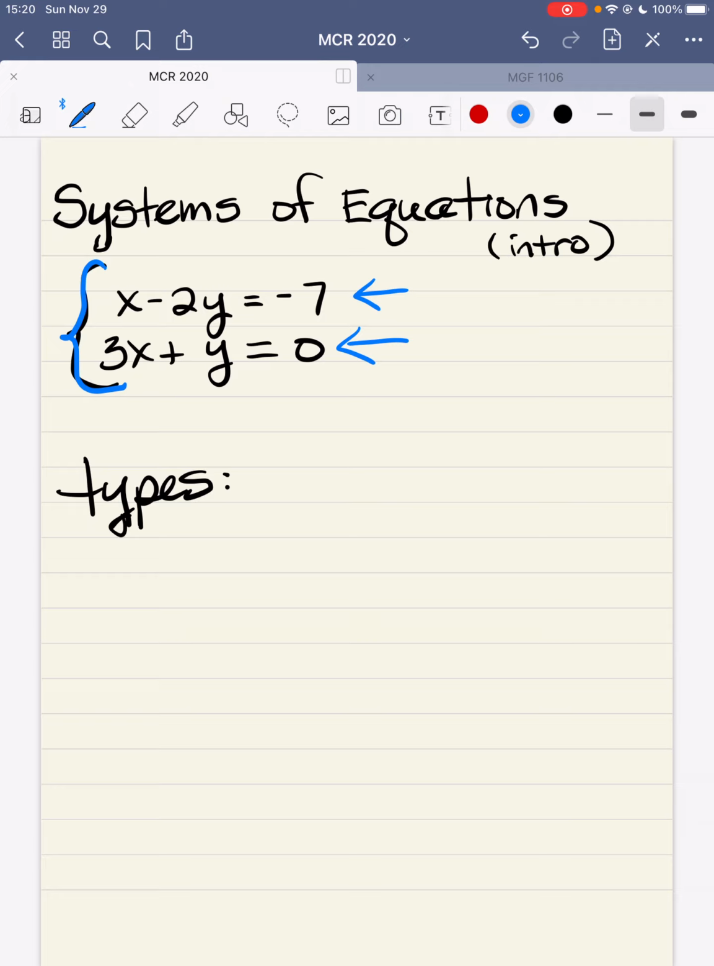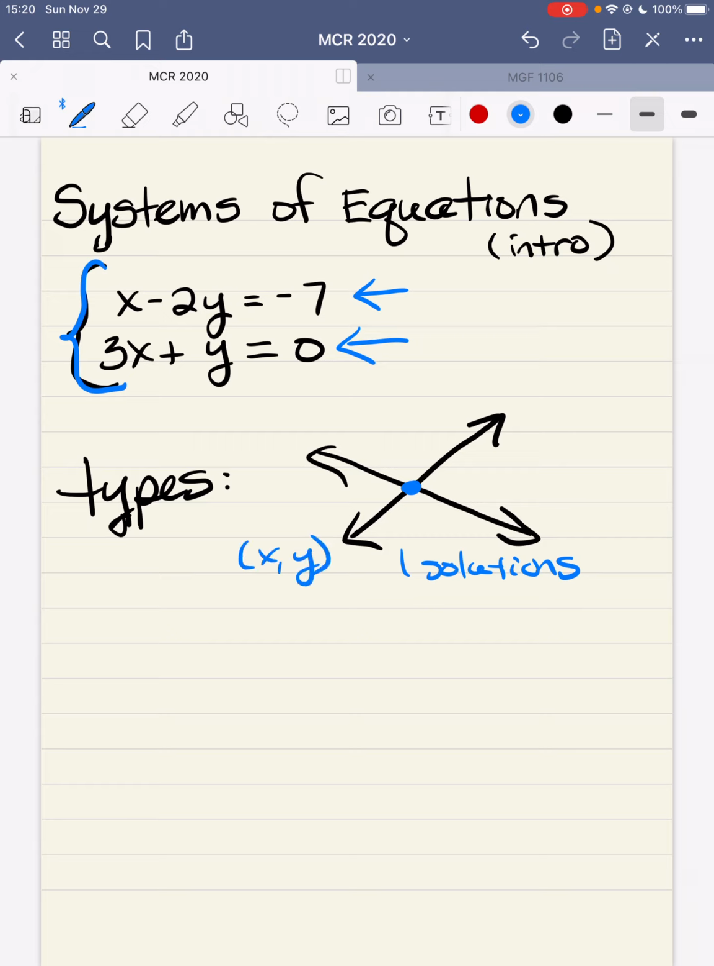We have three different types of scenarios we're going to run into with the system. Right. We're going to have one line and another line, and at some point they're going to meet. Okay, this is our one solution scenario, where there is one point that satisfies both equations in the form of x comma y. So there's some point x comma y where the values are true for both of these equations. So that means they cross at that point.